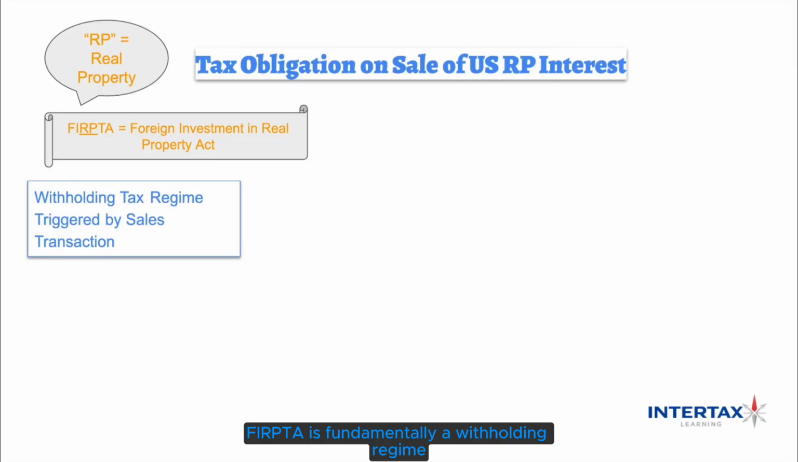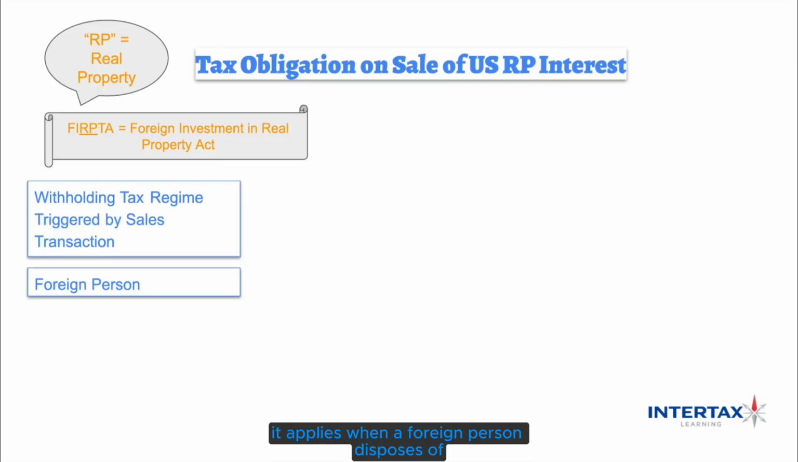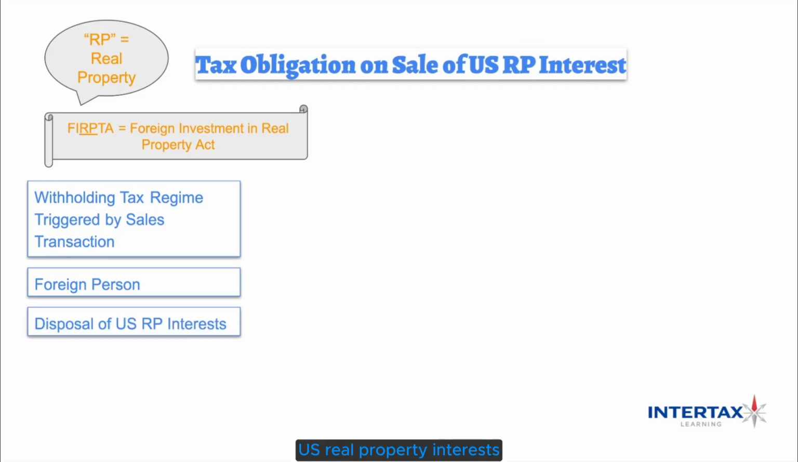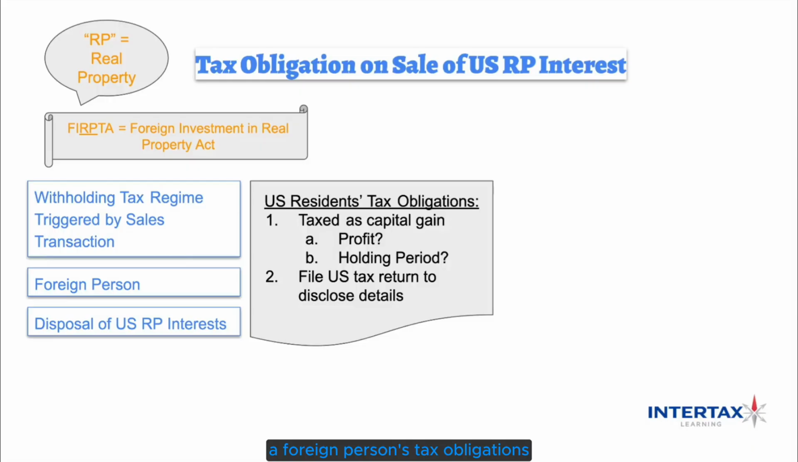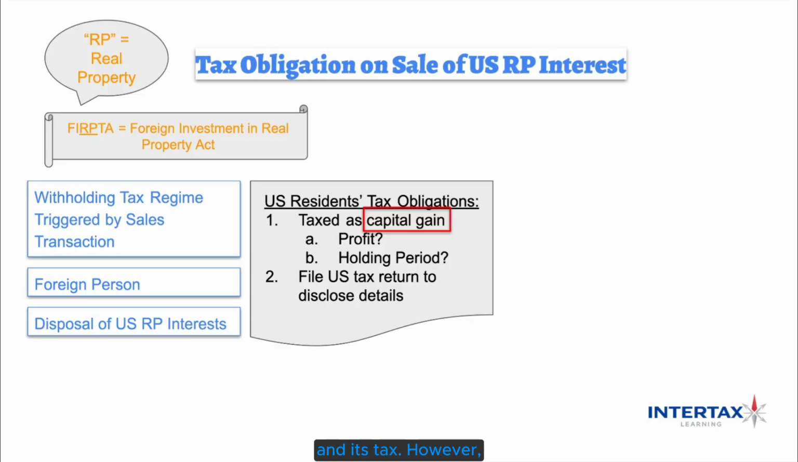FIRPTA is fundamentally a withholding regime triggered by a sales transaction. It applies when a foreign person disposes of a U.S. real property interest. To clarify, I wanted to distinguish a foreign person's tax obligations from that of a U.S. resident. A U.S. resident's sale of a real property is taxed as a capital gain, determined by the profit and how long the property was owned. The U.S. resident files a U.S. tax return which encloses all the details required to calculate the capital gain and its tax.